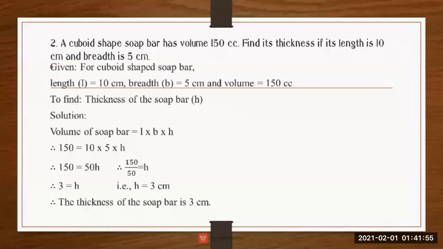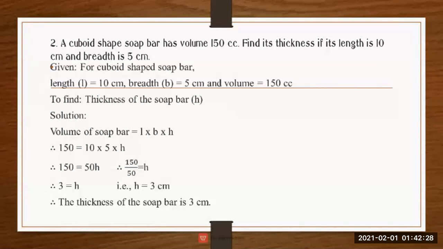Okay. The next question is: a cuboid shaped soap bar has volume 150 cubic centimeter. Find the thickness if the length is 10 centimeter and breadth is 5 centimeter. See, in the question, volume is given, length is given and breadth is given. What you have to find? You have to find the height.